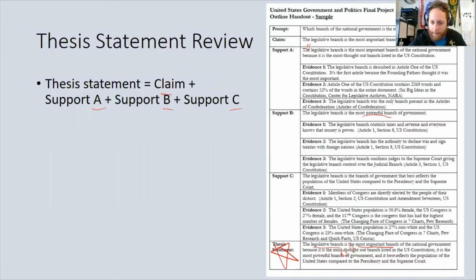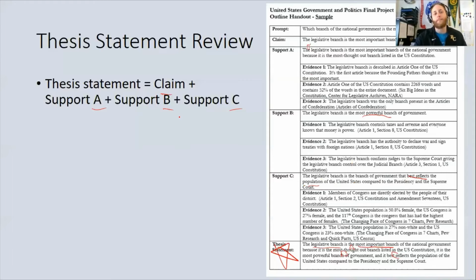And then it best reflects the population of the United States compared to the presidency and the Supreme Court. If I could write a C, that'd be really cool, which is over here. Best reflects the population of the United States. So there are all 4 components that I need in one sentence. It's a long sentence, but it's effectively a summary.